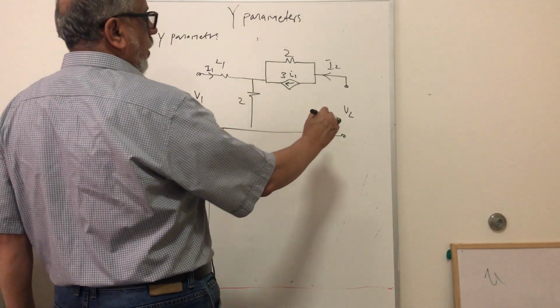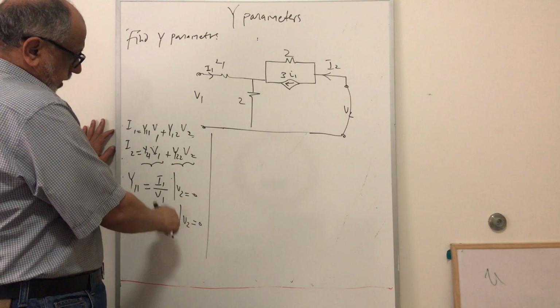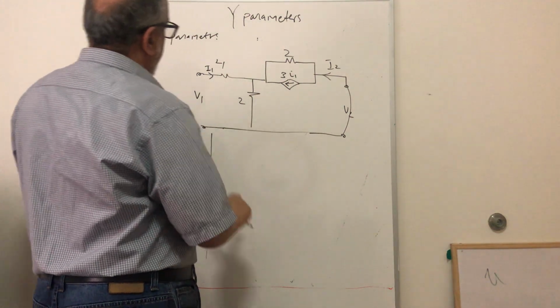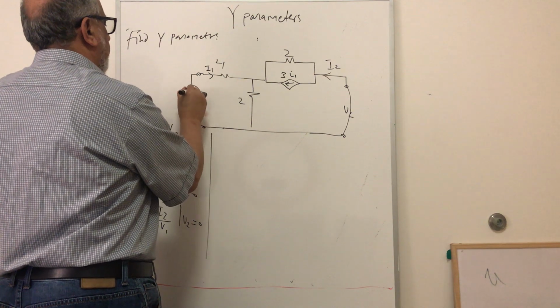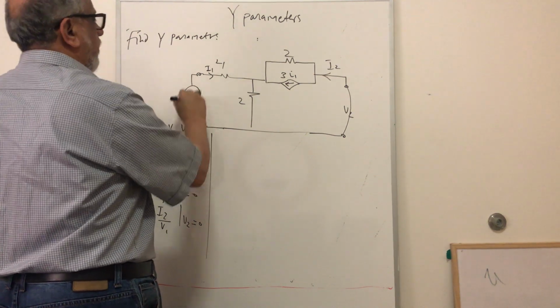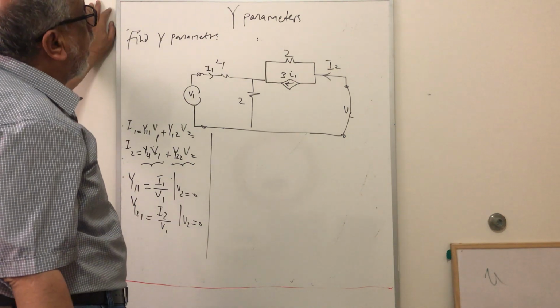So what we'll do, we'll short out V2, because from here we have to short it, we make it 0 there. And now we have to find the relation. Let's say this is V1 here, right? And we want to find the relation between V1 and I1.